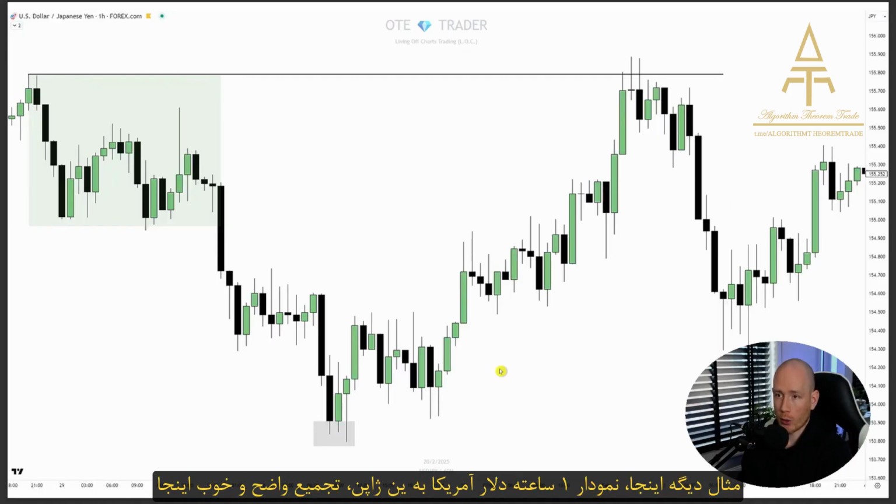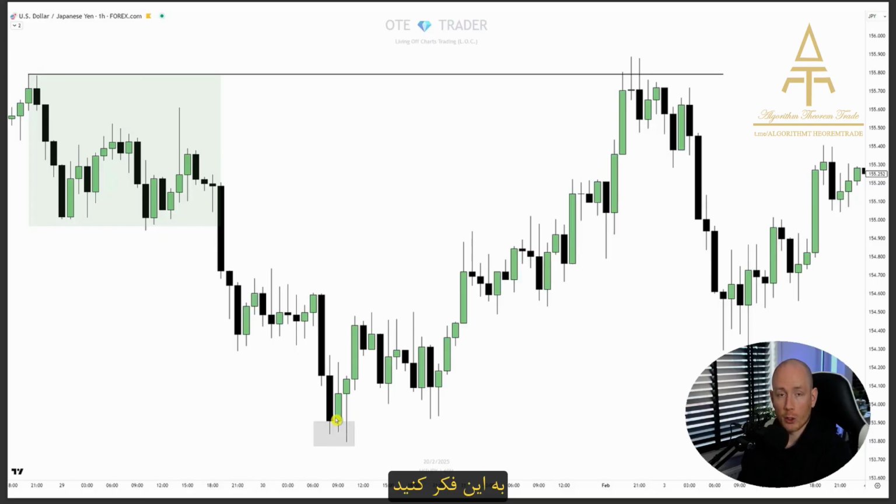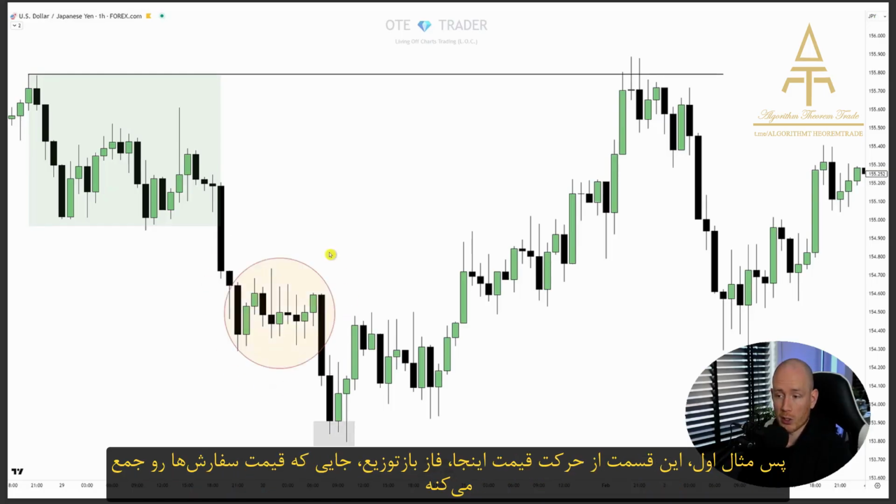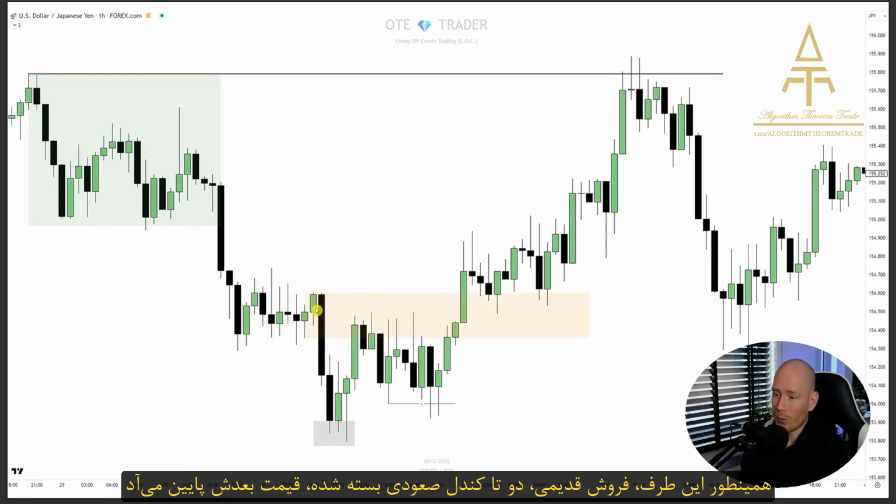Another example over here, use the JPY 1-hour chart. Nice clear consolidation over here. One extreme of the range into another extreme of the range, right? Smart money reversal happens over here. Think about using one side of the curve to frame a PD array on the other side of the curve. So first example, this piece of price action over here, redistribution phase where price accumulates orders. Same thing over here, old selling, 2 up close candles, price pushes down afterwards.